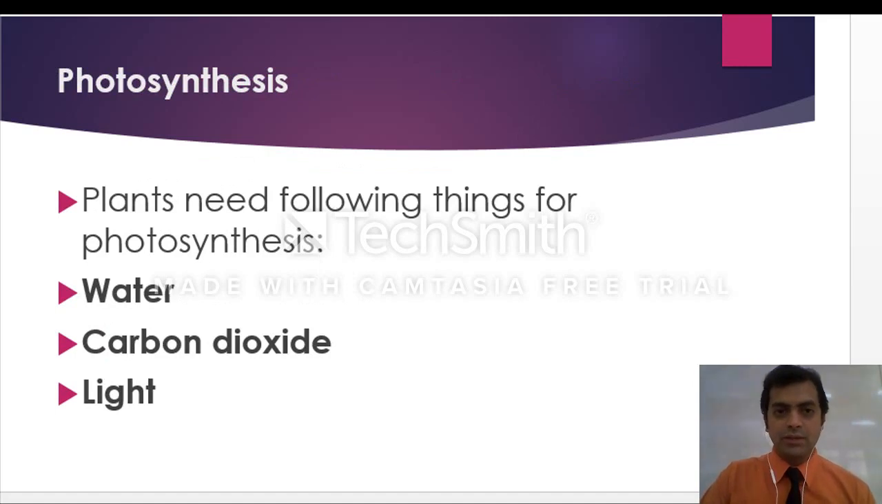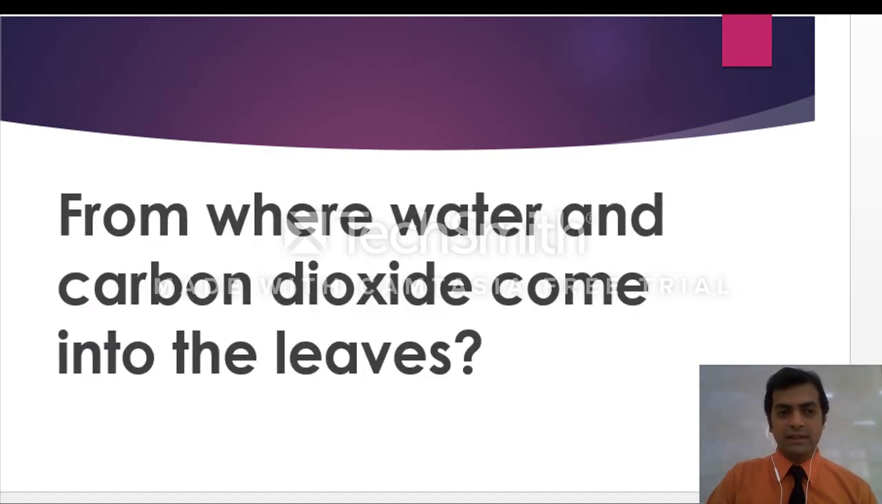Okay, so these are the three raw materials which plants need: water, carbon dioxide and light. The plant gets its water from the soil through roots, and carbon dioxide enters the leaves through stomata. We will discuss stomata in detail in coming slides.